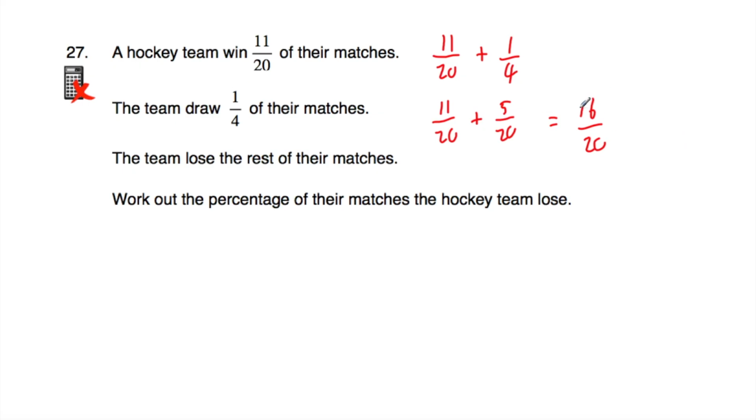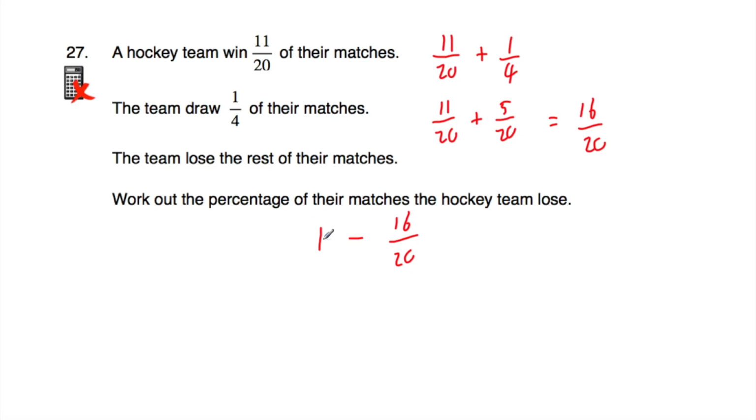So that means the rest of their matches, the 4/20ths, so if we take this away from 1, and the reason I'm saying 1 is if you add together the fraction of the matches that the team win, the fraction that the team draw, and the fraction that the team lose, they all need to add together to be 1, because the team can either win, lose, or draw their matches. So whenever you add the fractions together, you're going to get 1. So if we do 1 take away 16/20ths, that'll tell us the fraction of the matches that the team lose.